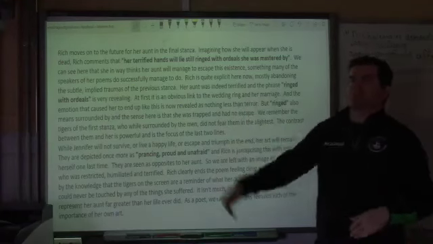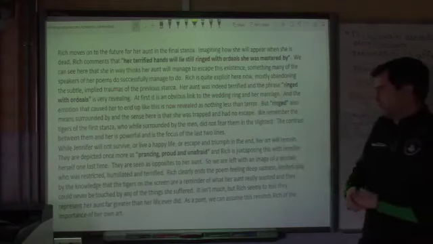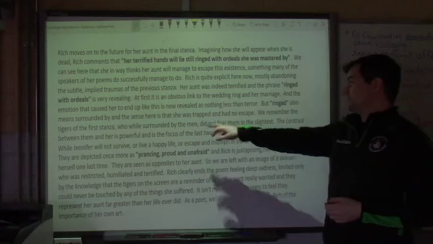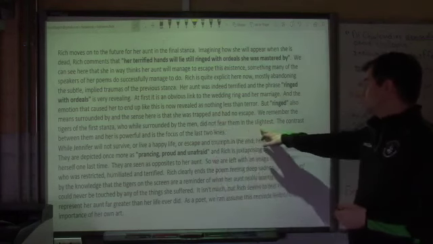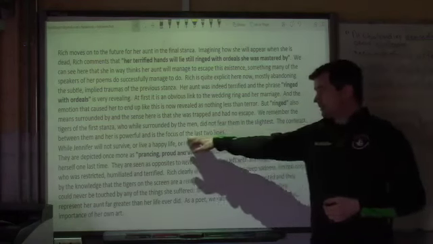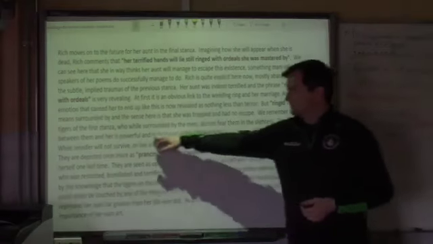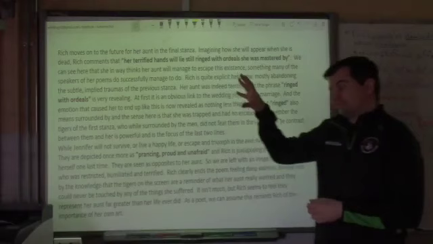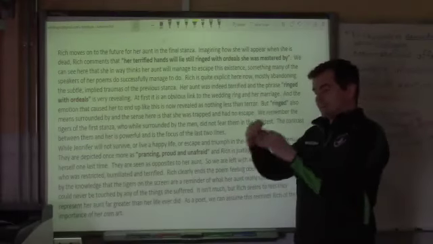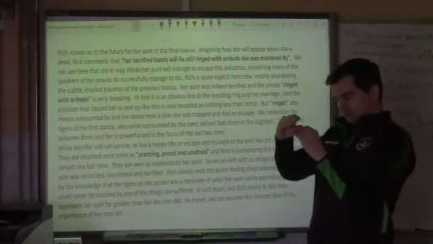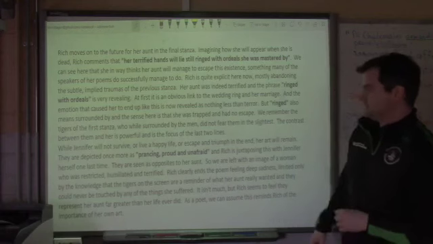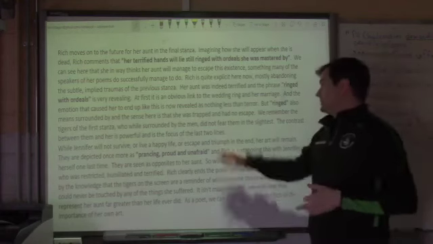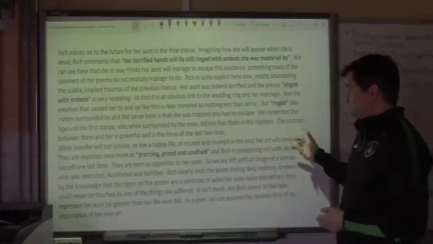Now that's reinforced by what we saw in the previous stanza. We remember the tigers of the first stanza, who, while surrounded by the men, did not fear them in the slightest. The contrast between them and her is powerful and is the focus of the last two lines. So she makes that contrast explicit. You have tigers, you have Jennifer, and in the last stanza, both of them together, to see how different they are from each other. While Jennifer will not survive, or live a happy life, or escape in triumph in the end, her art will remain.